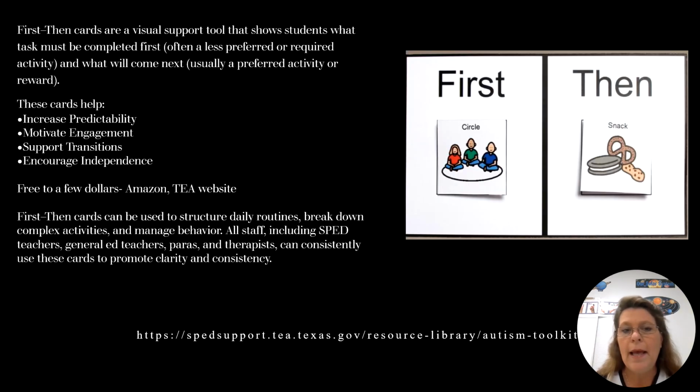Okay, so the first tool I have in my kit is first-then cards. First-then cards are a visual support that shows what the student must accomplish first to get to the next step. Usually the first card is a task that maybe they don't want to do so much, and the then card is a reward for completing that task. These cards can help reduce the anxiety that students might have with completing an assignment if they know that they're going to get something after they complete so many steps.